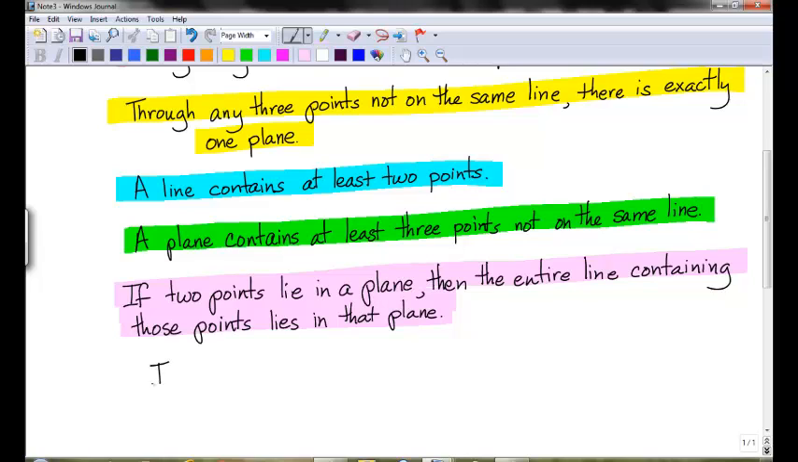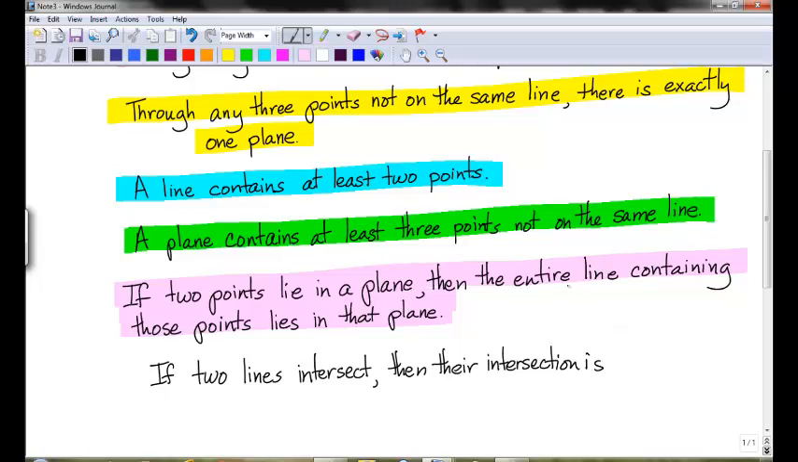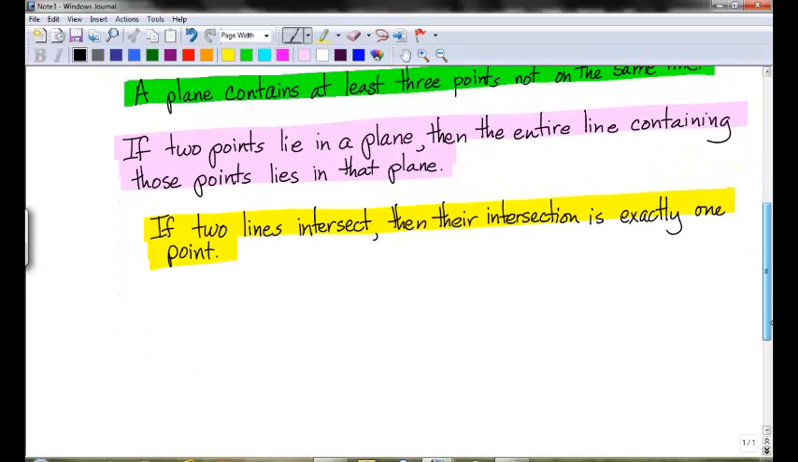Okay, another one. If 2 lines intersect, then their intersection is exactly, oops, I didn't write that right there. If 2 lines intersect, then their intersection is exactly 1 point. Okay, that's another axiom or postulate.